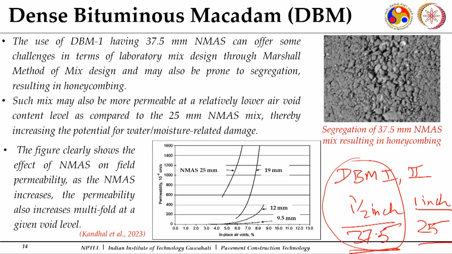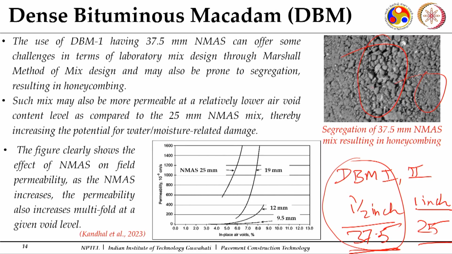Segregation means you will find a honeycombing sort of structure. The coarse aggregates are accumulating with lesser fines compared to the other portion of the surface. So this is a segregated surface. This happens more when you have larger aggregate sizes.